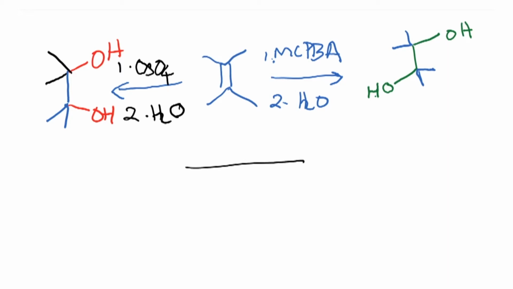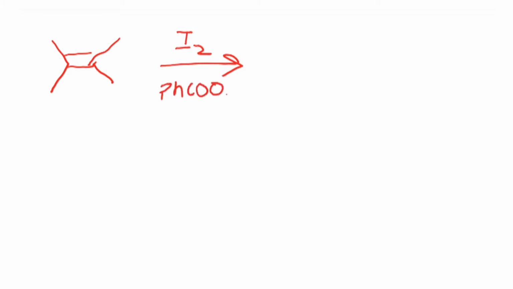So with that, we'll look at two additional methods to do this bis hydroxylation. They are very, very interesting from a mechanistic standpoint, and the reagents are very simple. So you start with an olefin and you add iodine in the presence of PhCOOAg, which is silver benzoate, and you usually add benzene as a solvent.